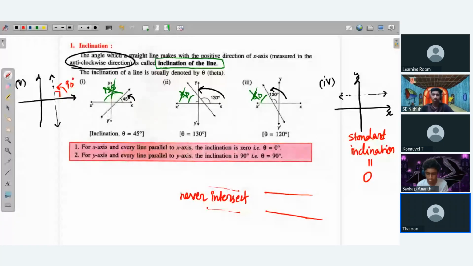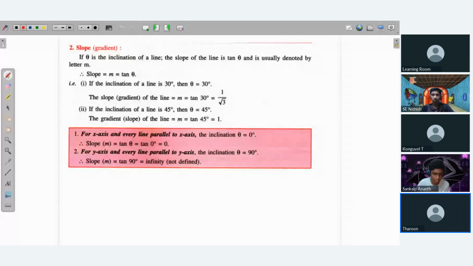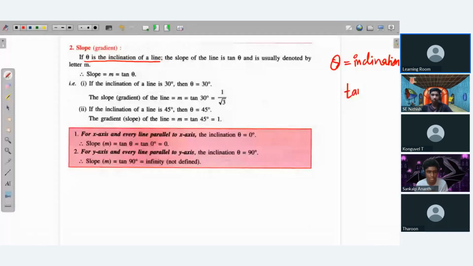Next thing is slope. Now, slope is a number. What number? You remember you got to know how to find the inclination of the line. Store that inclination in the variable theta, and then evaluate the trigonometric function tan of theta.